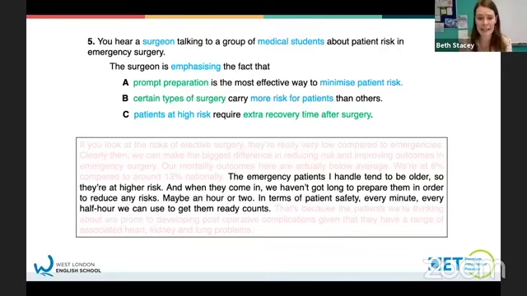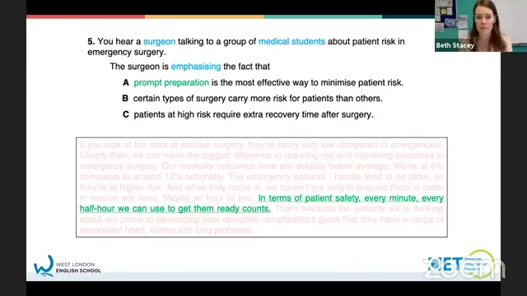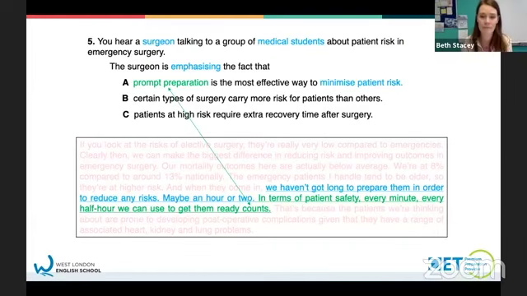Now, from everything that's there, it sounds as though they're talking about prompt preparation. Prompt means quick, so preparing quickly. That line that we've just read, every minute counts. We haven't got long to prepare them to reduce any risks. Now, minimize and reduce are synonyms, so it's clear that they are connected in some way. And so A is our answer.